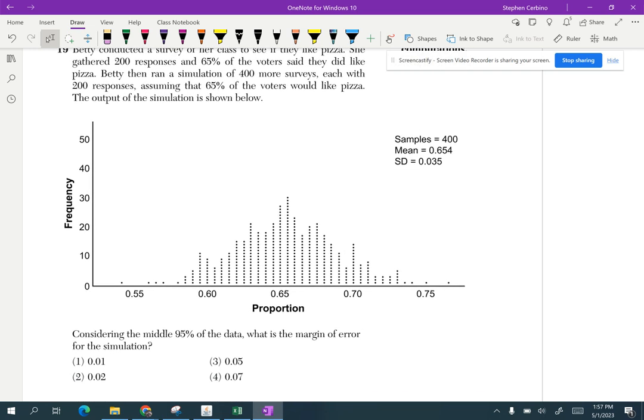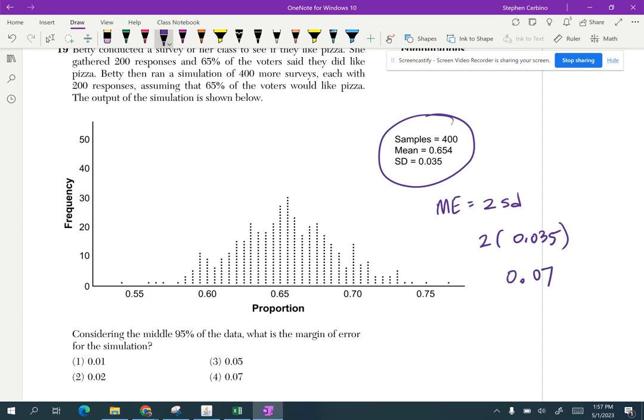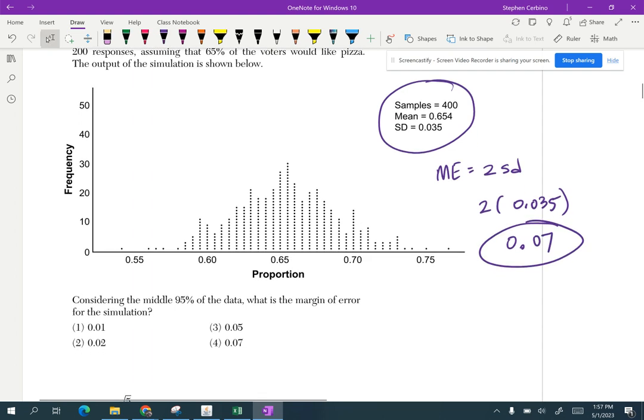All right, number 19 gives us a simulation. Every time we have a simulation, we're looking here. This tells us how to find the margin of error. Remember, your margin of error is always 2 times the standard deviation. So in this case, we would have 2 times 0.035. So our margin of error is going to be 0.07. That's it. You just needed to know what to do for that.